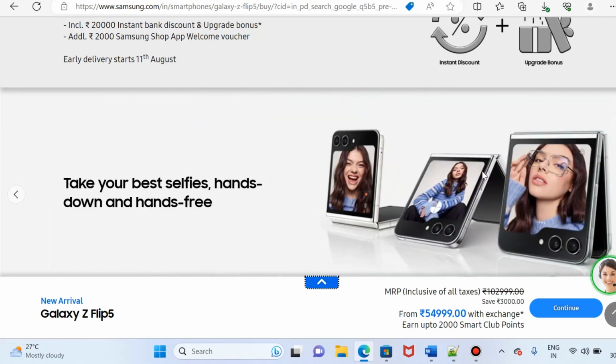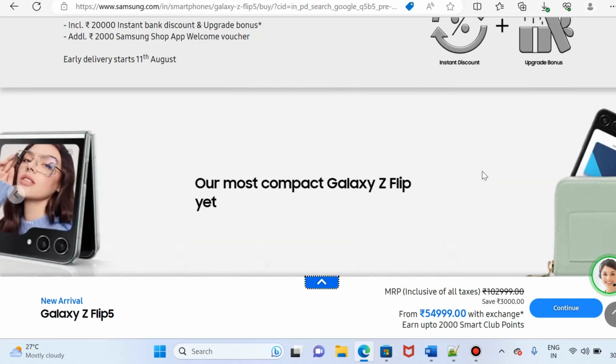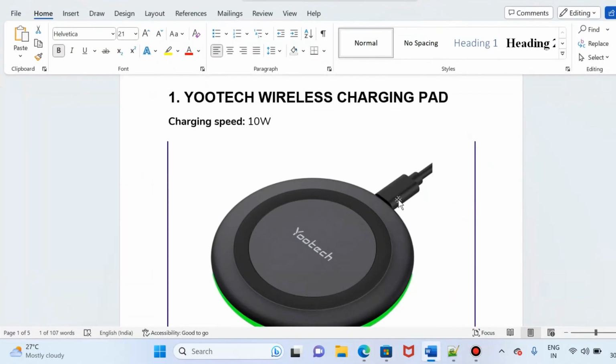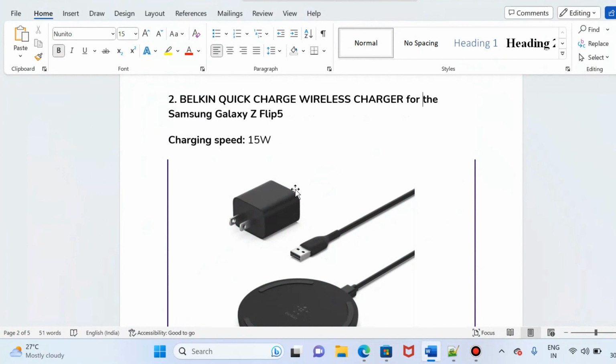Alright guys, so now let's discuss the top 5 best wireless chargers for the Samsung Galaxy Z Flip 5. So guys, I have already listed some top 5 wireless chargers. You can also take a look here. So the first is the Samsung wireless charging pad, which supports a charging speed of 10 watt. And the second one is the Belkin Cube Charge wireless charger for the Samsung Galaxy Z Flip 5, and it also supports a charging speed of 15 watt.